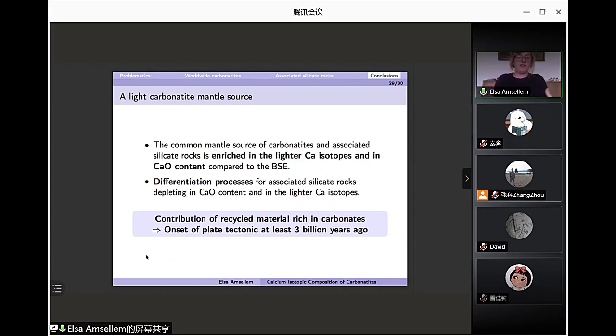This conclusion has great implication, because if these carbonatites are formed from contribution of recycled material rich in carbonates, it would imply that the onset of plate tectonics has at least begun 3 billion years ago, because the oldest carbonatites we analyzed is 3 billion years old.